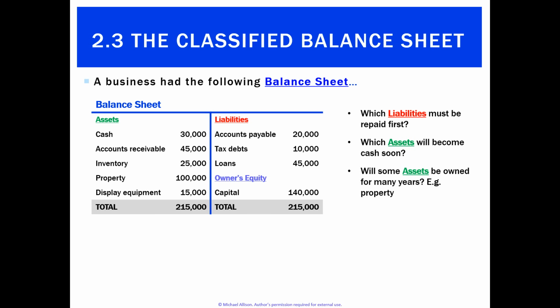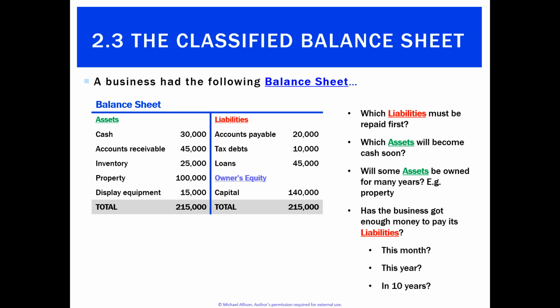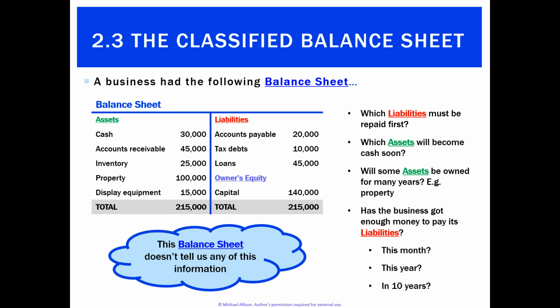Another question could be, will some assets be owned for many years, e.g. property? And has the business got enough money to pay its liabilities this month, this year, in 10 years, and so on? I can't answer any of those questions from just a regular balance sheet like that.